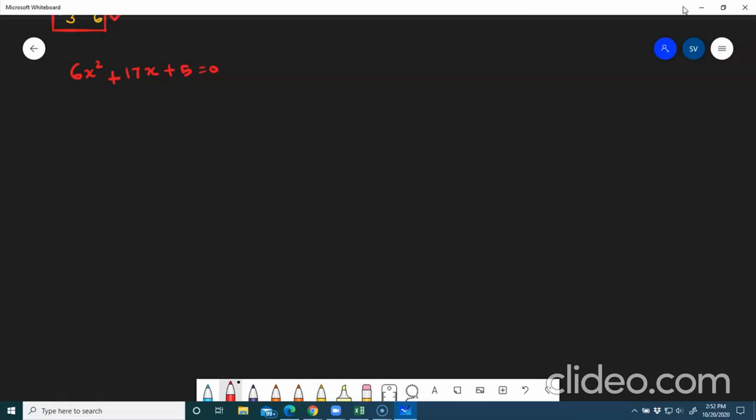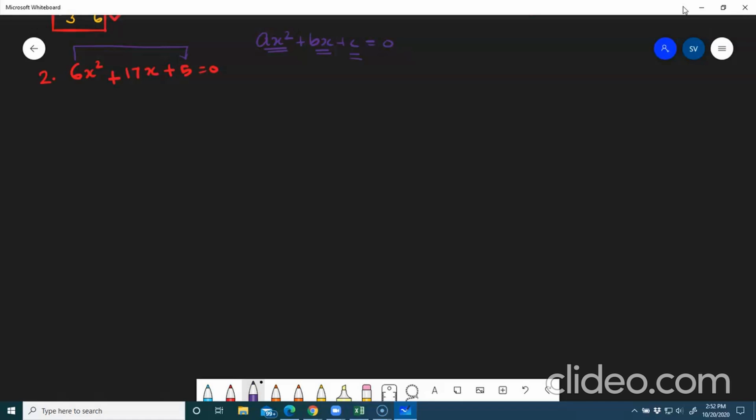Okay, the difference between the first question and the second one is, here the leading coefficient is not 1. So what we can do here is do only one thing, that is find the product of the first and the last term. That means in a quadratic equation, ax squared plus bx plus c equal to 0, this is the first term, this is the middle term, and this is the constant. Keep that idea in mind.